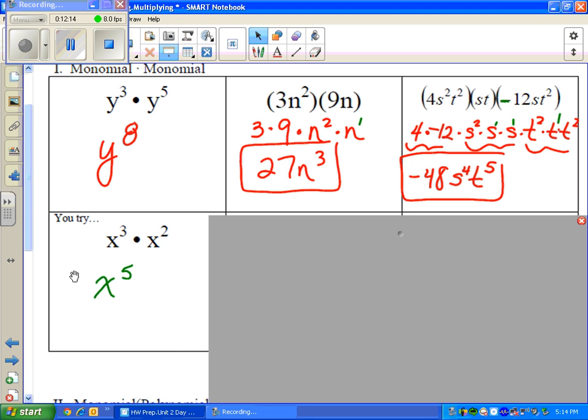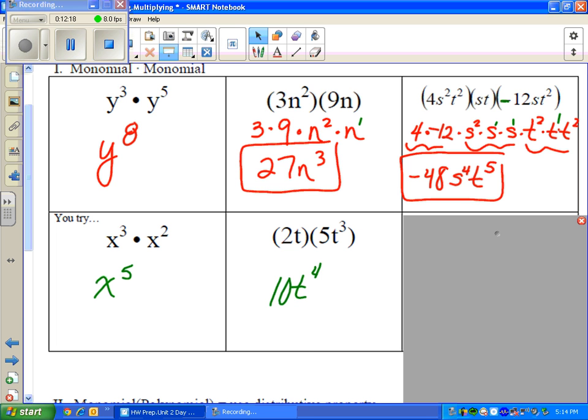On the first one, you should be adding those exponents and getting x to the 5th. On the second one, you should rearrange those pieces. Get 2 times 5 is 10. 1 plus 3 on your exponents. I think there's a little 1 there. Should be t to the 4th.